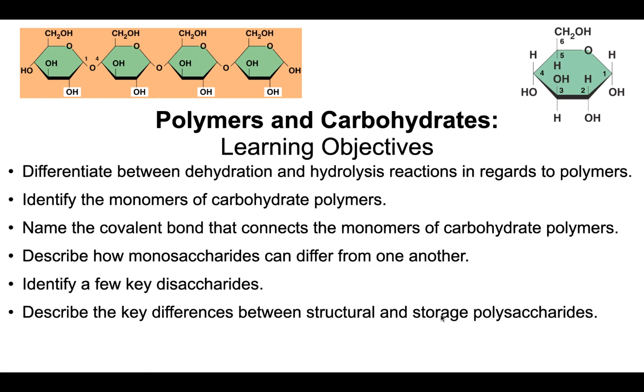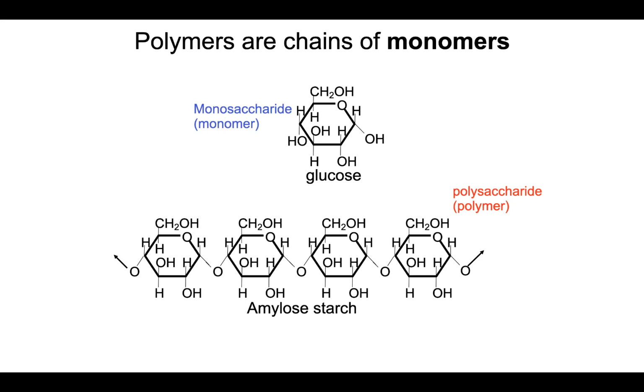So let's take a moment to discuss the definition of a polymer. So here we have a polymer and it's amylose starch. And what you notice is that it is made up of repeating units, and those units are called monomers. In this case, the monomer is the monosaccharide glucose. And so we're just adding glucose over and over again.